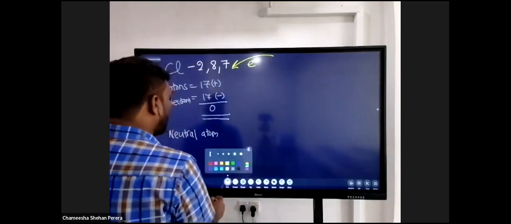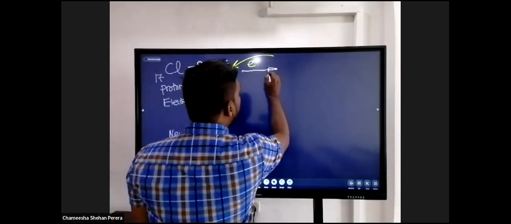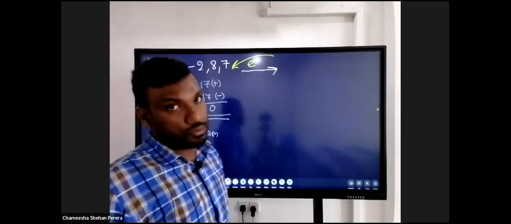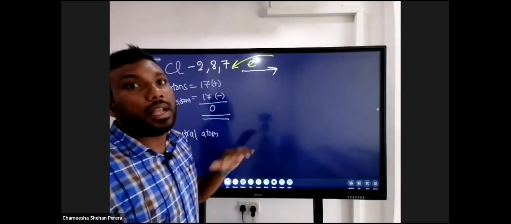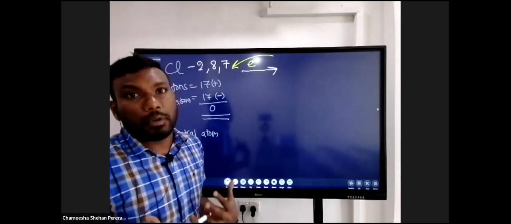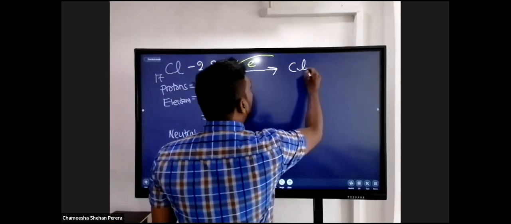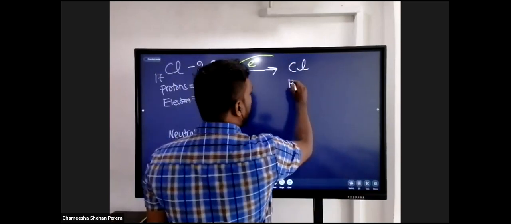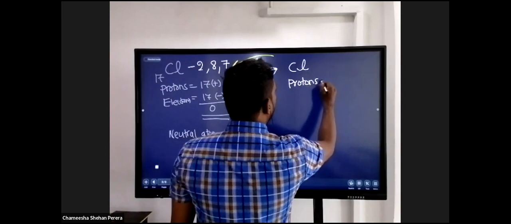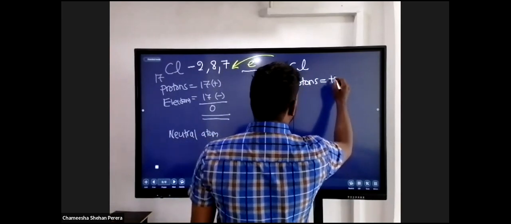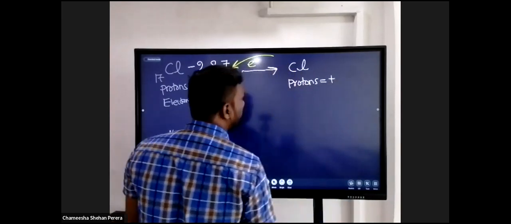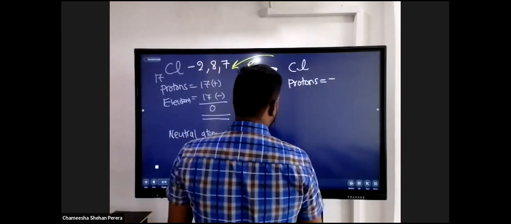What you have to understand here is it accepted an electron, not a proton. So the proton number of the atom has not changed, because nothing happened to the protons. The proton number remains the same, right? Chlorine's proton number still remains as 17.